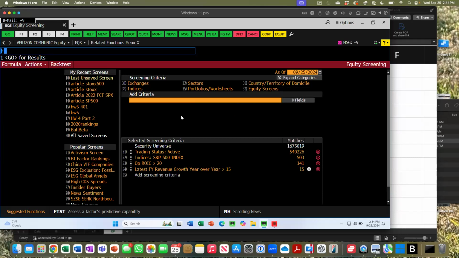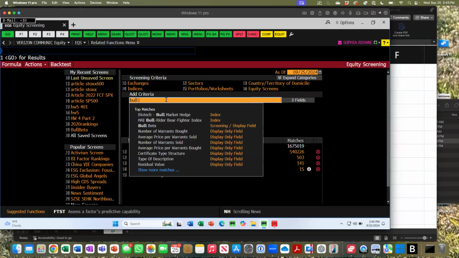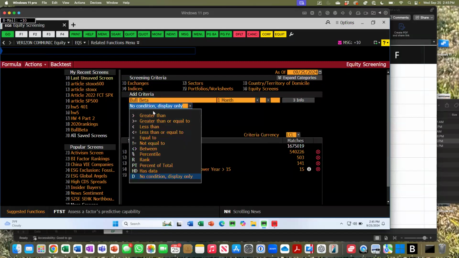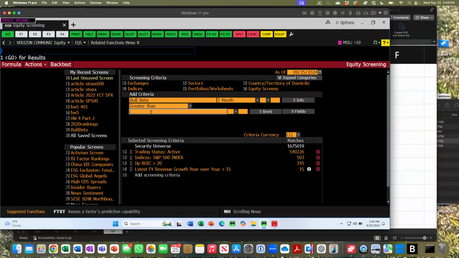So that's going to take 141 companies and screen down to 15. So there were 15 companies last year in the S&P 500 that grew faster than 15% and had an operating ROIC greater than 20. And my third criteria, and that had a bull beta greater than 2.